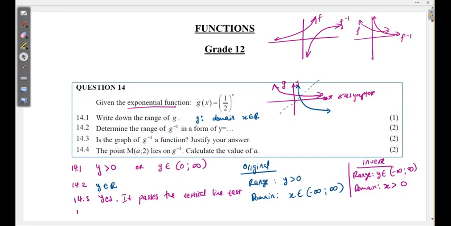Okay, 14.4 then says, we have a point here which is (a, 2). It lies on the inverse. Calculate the value of a. Quite an interesting question, right?